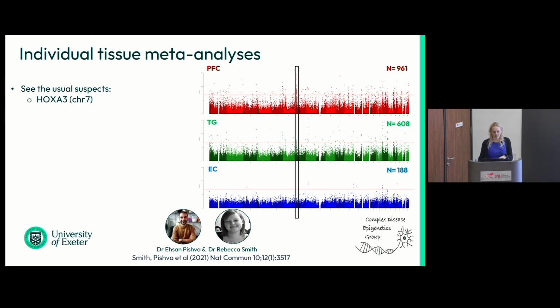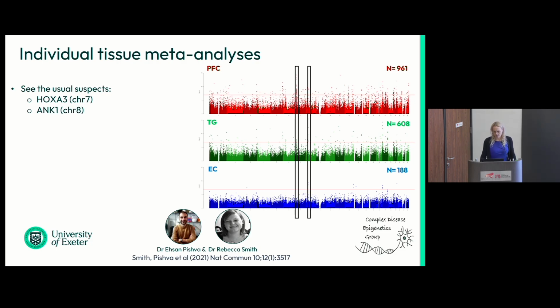So there's HOXA3 on chromosome 7. You see the nice peak in prefrontal cortex and temporal gyrus. Interestingly, it's not seen at all in the entorhinal cortex. We've gone back and looked at this in all the individual cohorts, and it's never showing increased DNA methylation there, which is probably why we didn't identify it in that first study. It's a really interesting gene because it's a neurodevelopmental gene, and we're not seeing it in, for example, the entorhinal cortex.